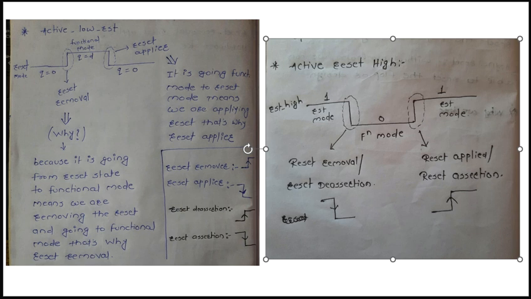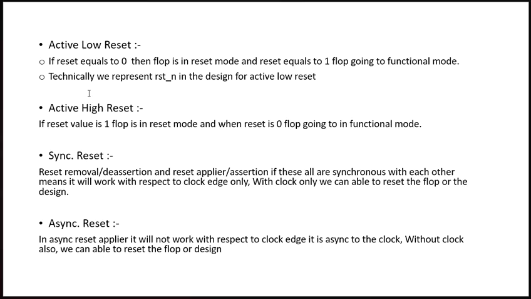So next we are going to learn about synchronous reset and asynchronous reset. This is the definition for active low reset: if reset equals 0, then the flop is in reset mode, and if reset equals 1, the flop goes to functional mode. Same thing for active high reset: when the reset value is 1, the flop is in reset mode, and when reset is 0, the flop goes to functional mode.